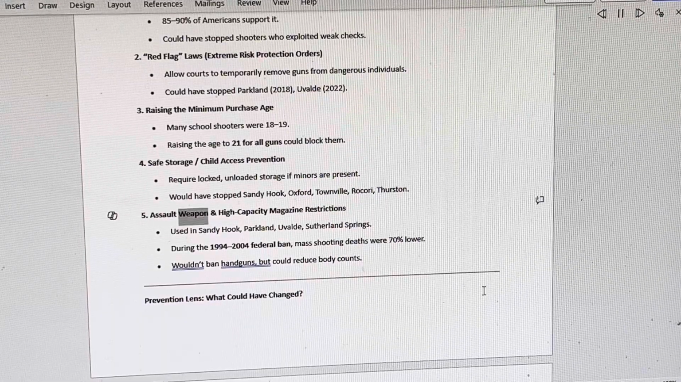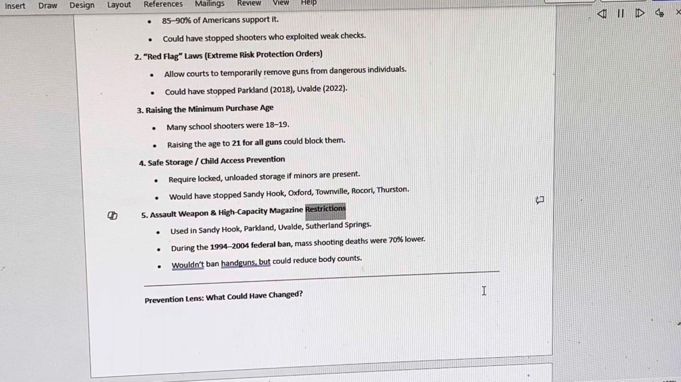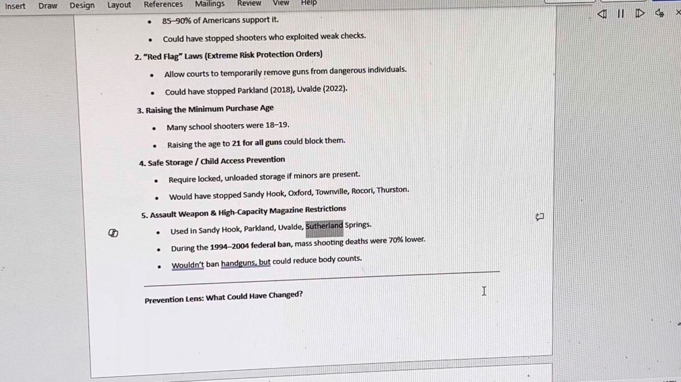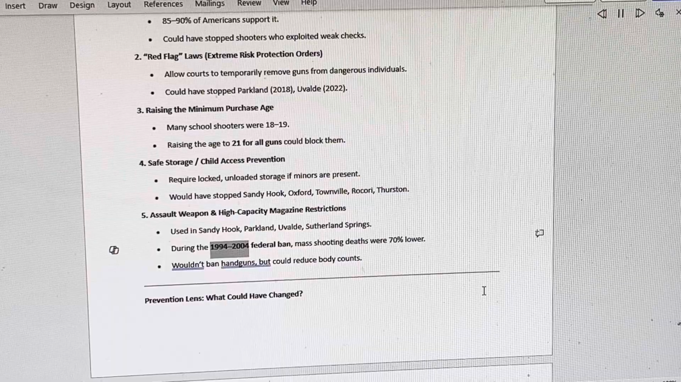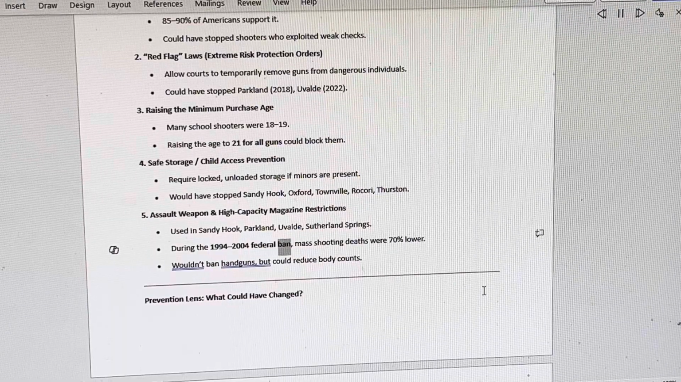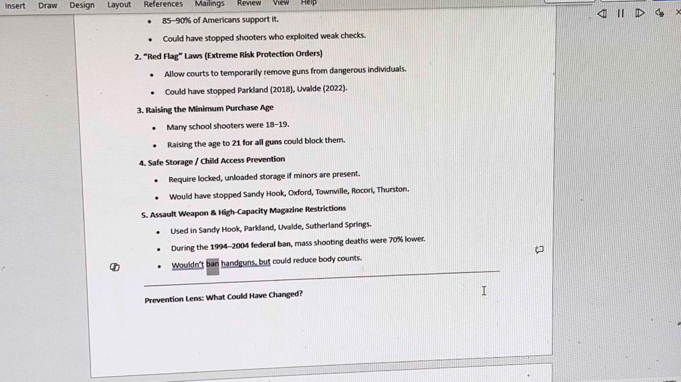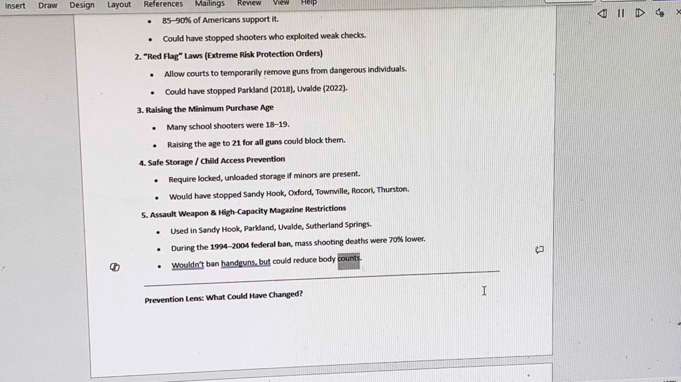5. Assault weapon and high-capacity magazine restrictions. Used in Sandy Hook, Parkland, Uvalde, Sutherland Springs. During the 1994 to 2004 federal ban, mass shooting deaths were 70% lower. Wouldn't ban handguns, but could reduce body counts.